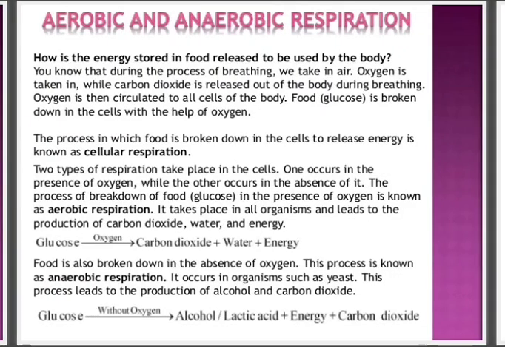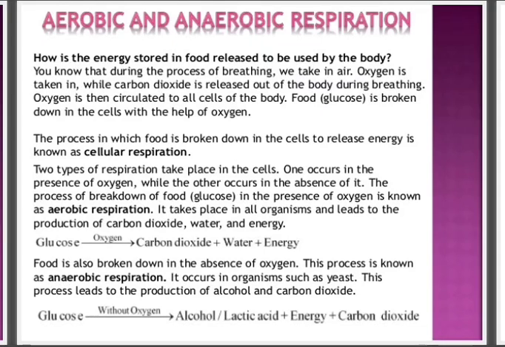Aerobic and anaerobic respiration. How is the energy stored in food released to be used by the body? You know that during the process of breathing, we take in air. Oxygen is taken in while carbon dioxide is released out of the body during breathing. Oxygen is then circulated to all cells of the body. Food is broken down in the cells with the help of oxygen. The process in which food is broken down in the cells to release energy is known as cellular respiration.